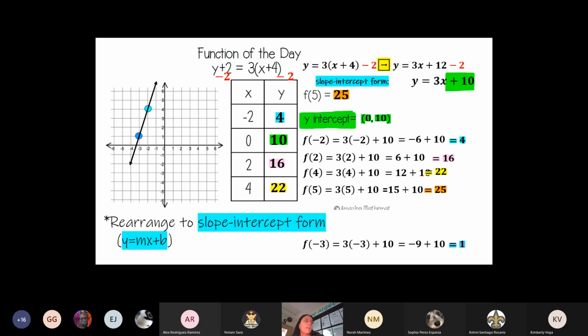Don't forget to graph your line for your function of the day. I am looking for it when I check the warm-ups.